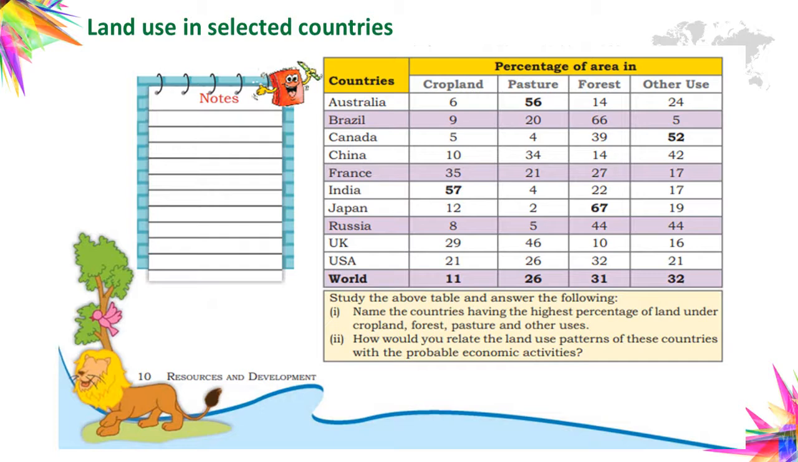Here you can see land use in selected countries: Australia, Brazil, Canada, China, France, India, Japan, Russia, UK, USA. In these countries, how much amount of land is under cropland for agriculture, how much is for pastures, how much is under forest cover and other uses, for example construction of buildings, roads, etc. The world together has 11% of land under crops, pastures 26%, forest 31%, and other uses 32%.